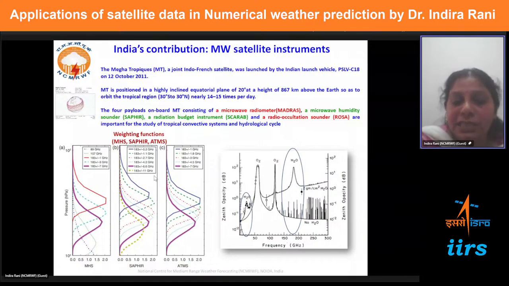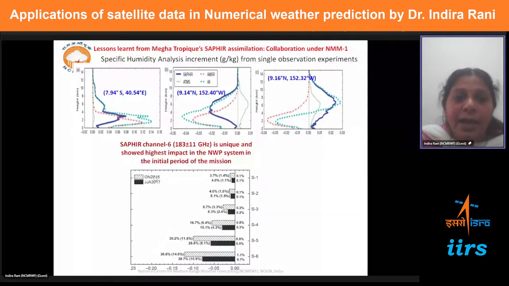So the lowest peaking channel of Saphir is the unique channel in the Megha-Tropiques instrument, and that contributed majorly in reducing the lower level forecast error. So that was one of the uniqueness of the Saphir instrument. And we have done some analysis comparing those channels, Saphir and similar channels from MHS and ATMS, and we found that Saphir is superior to MHS and other instruments.